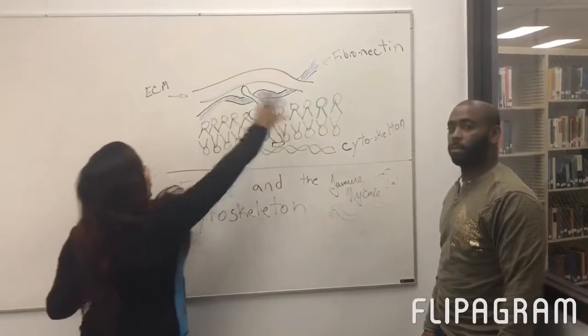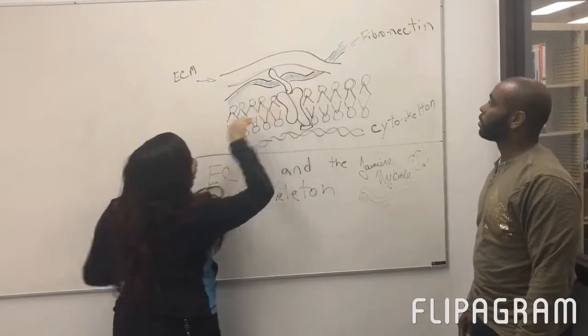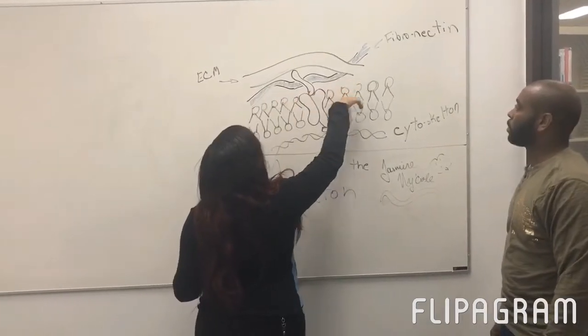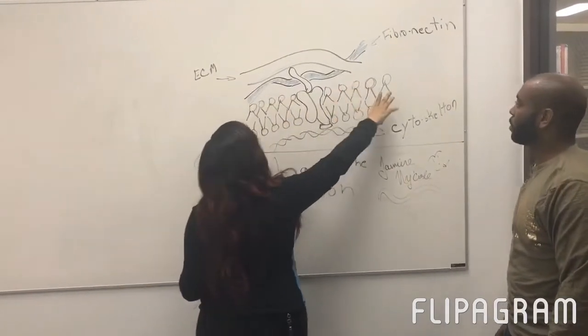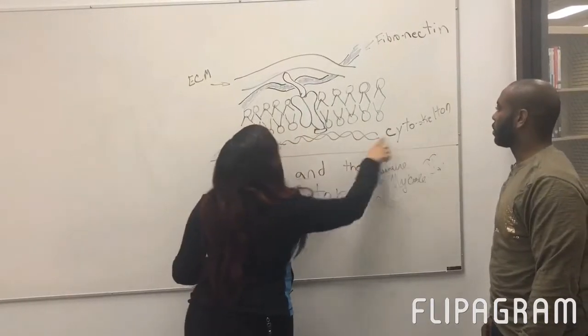Okay, so here we have our cell. Here we have the ECM. Then we have our fibronectin, which is in blue. Then we have our phospholipid bilayers. This is our protein, and inside the cell we have our cytoskeleton.